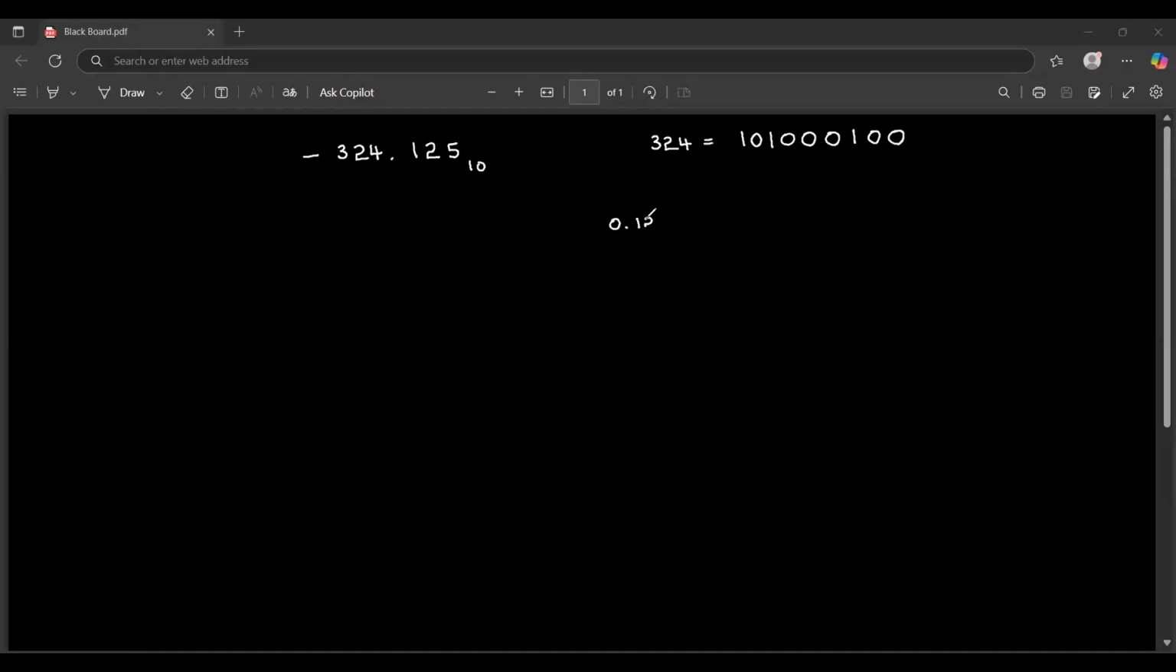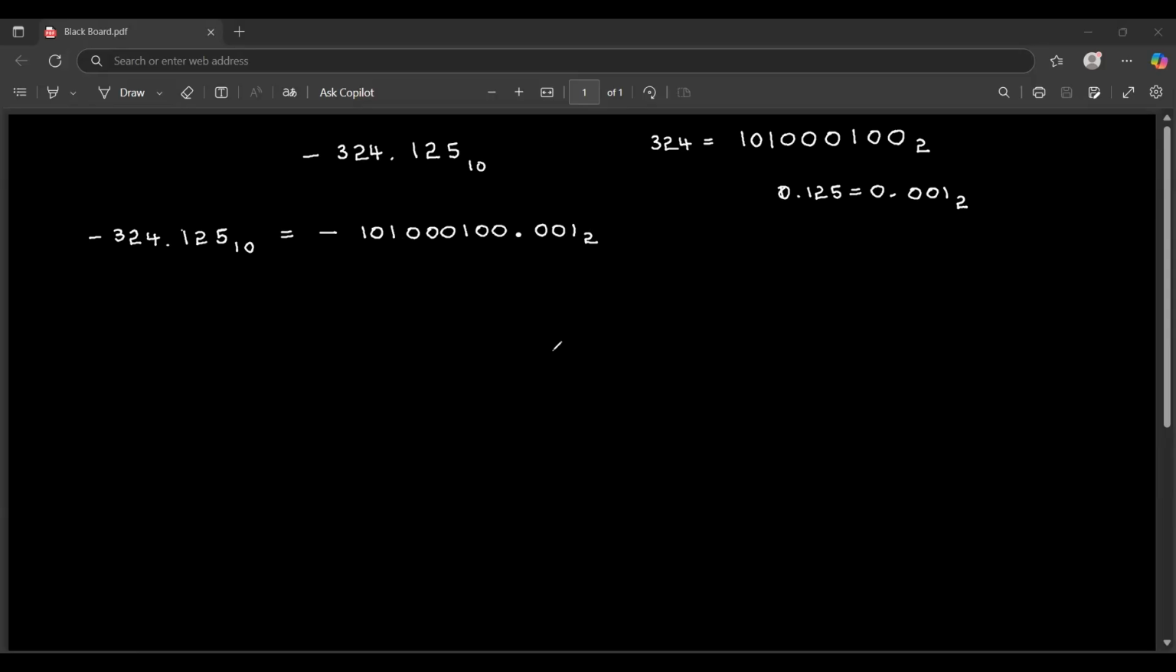Well, 0.125 multiplied by 2 will give you 0.250, multiplied by 2 will give you 0.500, multiplied by 2 will give you 1.000. So 0.125 can be given as 0.001 to the base 2. So minus 324.125 to the base 10 will be equal to minus 101001000.001 to the base 2.